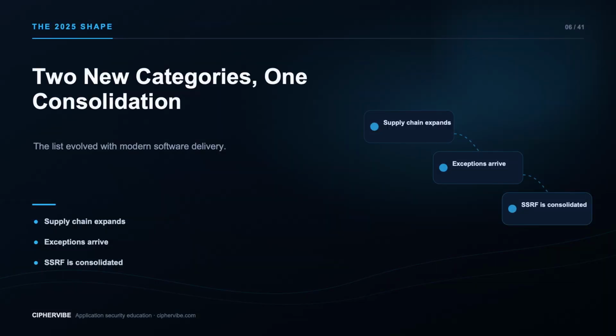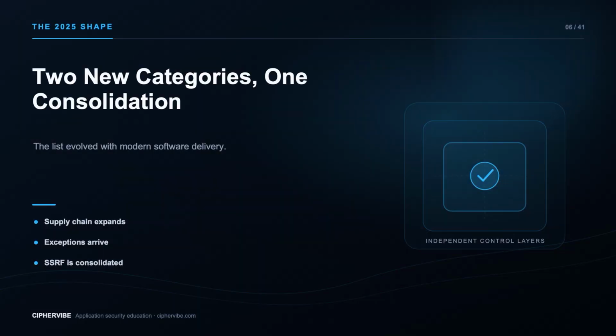The 2025 edition adds software supply chain failures and mishandling of exceptional conditions. Server-side request forgery is consolidated into broken access control. Several categories moved or were renamed. Always confirm the edition before teaching, testing, or buying coverage.